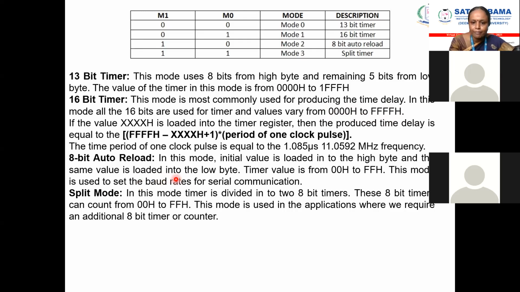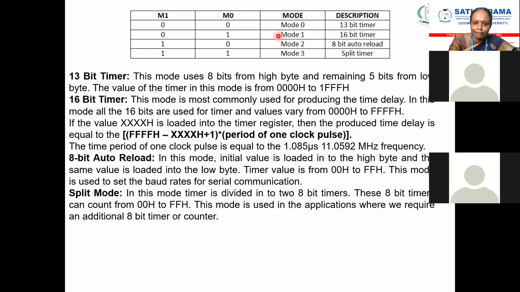In 8-bit auto reload, initially the value will be stored in the higher order byte, that is TH, and then it will load into the lower order byte, that is 8-bit auto reload. So TH and TL will work in parallel, but split mode means TH and TL are divided and work separately. So both 8-bit timers will work separately. Okay, so you understand that.